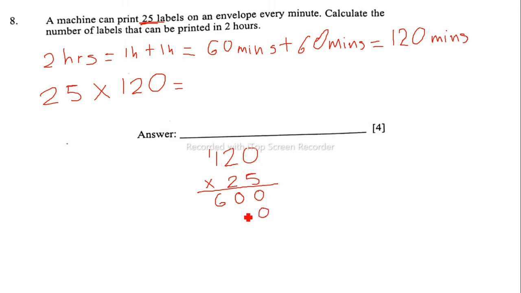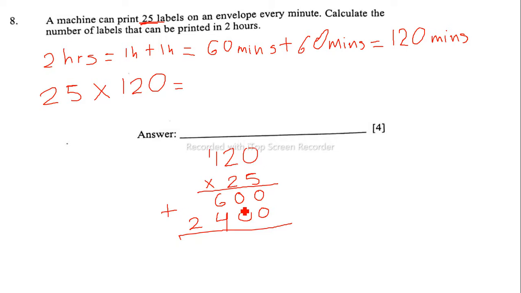2 times 0 is 0. 2 times 2 is 4. And 2 times 1 is 2.